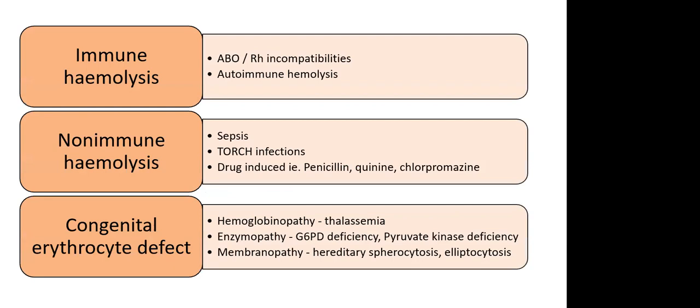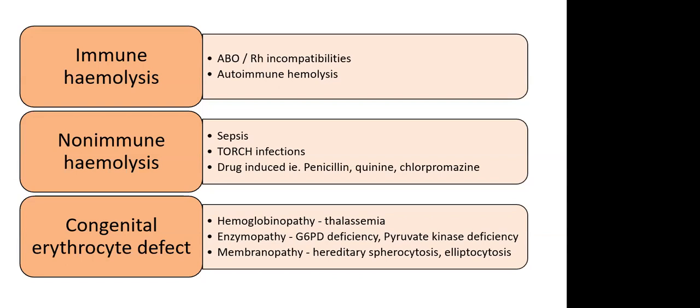In immune, it can be caused by ABO erythrocyte incompatibilities or autoimmune hemolysis. In non-immune, it can be caused by sepsis, TORCH infection, or drugs like penicillin, quinine, and chlorpromazine. And in congenital defects, we can divide it into three: hemoglobinopathy, like thalassemia; defects in the enzymes, for example glucose-6-phosphate dehydrogenase deficiency and pyruvate kinase deficiency; and defects in the membrane of the red blood cell itself, such as hereditary spherocytosis and elliptocytosis.